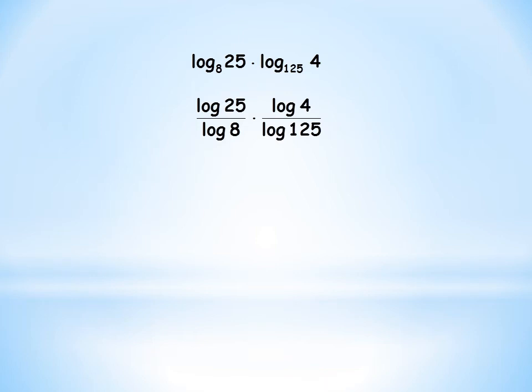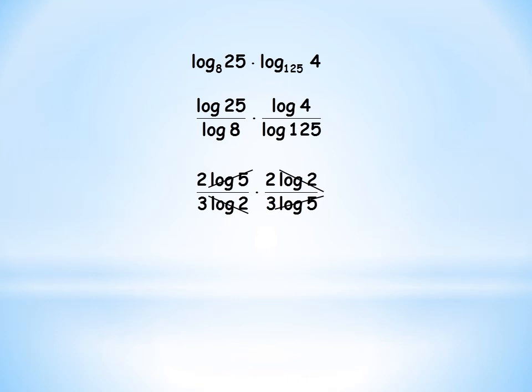Now if I change 25 to 5 squared and 4 to 2 squared and 8 to 2 to the third and so forth, I can then go ahead and put their exponents back. So log 25 becomes 2 log 5, log 4 becomes 2 log 2, log 8 becomes 3 log 2, and log 125 becomes 3 log 5. Now, since these are multiplied together, I can cross-reduce, and you see that these log 5s cancel out. Same thing with the log 2s, they cancel out. So I'm left with 2 times 2 in the numerator and 3 times 3 in the denominator. So this will help you evaluate this expression to 4/9.